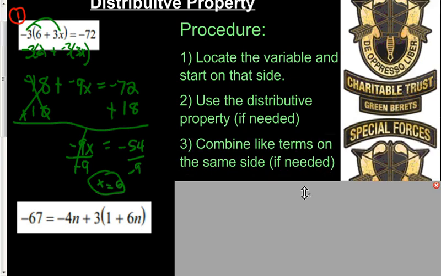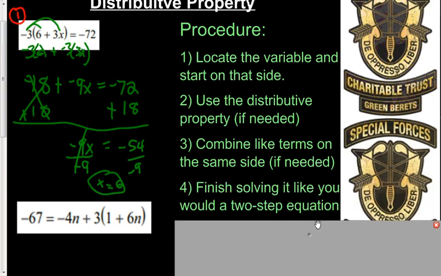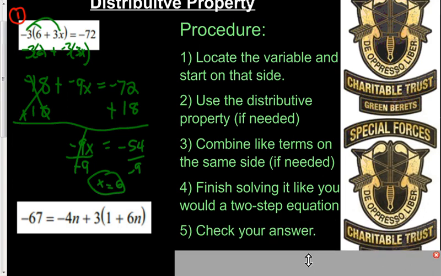Next step would be combining the like terms on that same side if possible, but there was nothing here we could combine. Negative 18 and negative 9 were not like terms, and there was nothing else on the right side either. So then we finished solving it like it was a two-step equation. And then we checked our answer. So if you need to pause it and write down this procedure, I would highly suggest doing so.